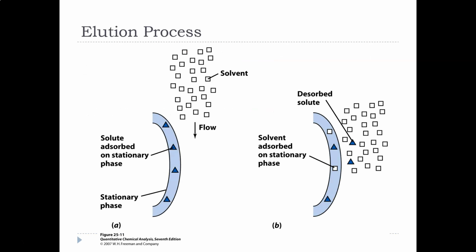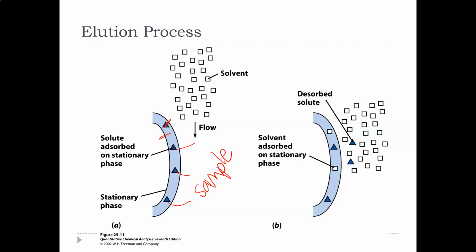So when we're looking at this elution process, the blue semicircle with the triangles on it is the stationary phase. And then the white squares are the solvent and then the sample. So what happens is the sample will adsorb to the stationary phase. So I lied. The light blue is the stationary phase. The dark blue triangles are the sample. So it sticks to the stationary phase because it's got intermolecular attractions to it.